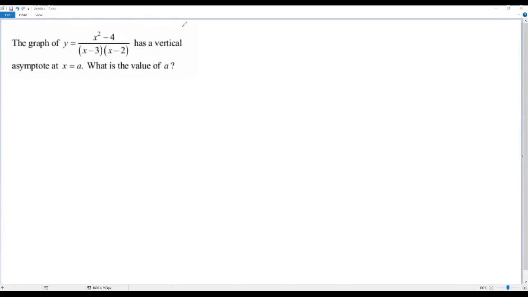Here we have a SAT math problem. Okay, let's go to the question. The graph of y equals (x² − 4) over (x − 3)(x − 2) has a vertical asymptote at x equals a. What is the value of a?